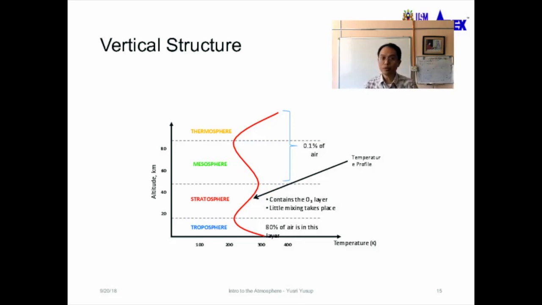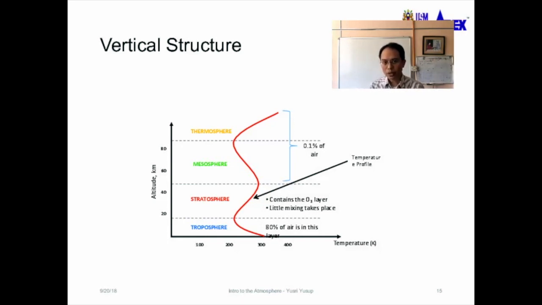So in the troposphere, somewhere below 20 kilometers, is where 80% of the air is located, as shown in the pressure vertical structure part. Now in the stratosphere, above the troposphere, this is where the ozone layer resides, and this is where it protects us from the harmful UV light of the sun.